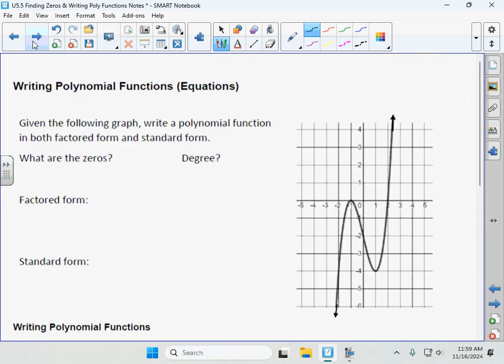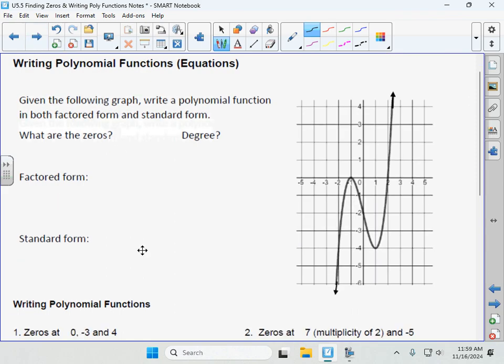All right, writing polynomial functions or equations. Given the following graph, write the polynomial function in both factored form and standard form. First question: what are the zeros? The zeros, again, are the x-intercepts, and so we can see -1 and +2.